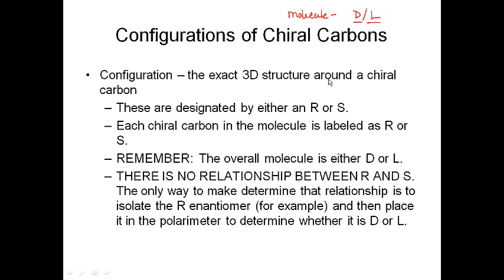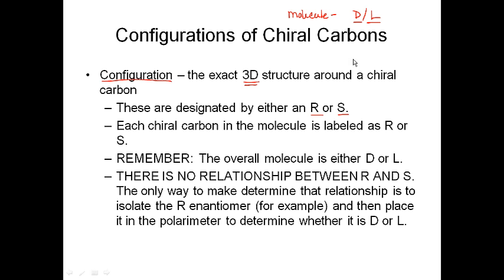Every single chiral carbon has what's called a configuration. The configuration is the exact three-dimensional structure around a chiral carbon, and those are designated by being either R or S. So every chiral carbon in a molecule, and we're going to start with molecules that have a single chiral carbon, is designated as R or S.